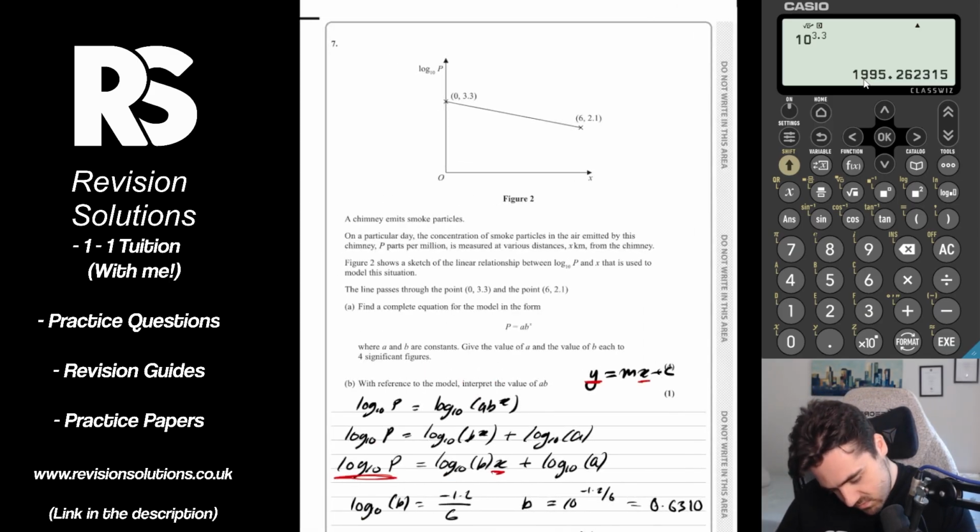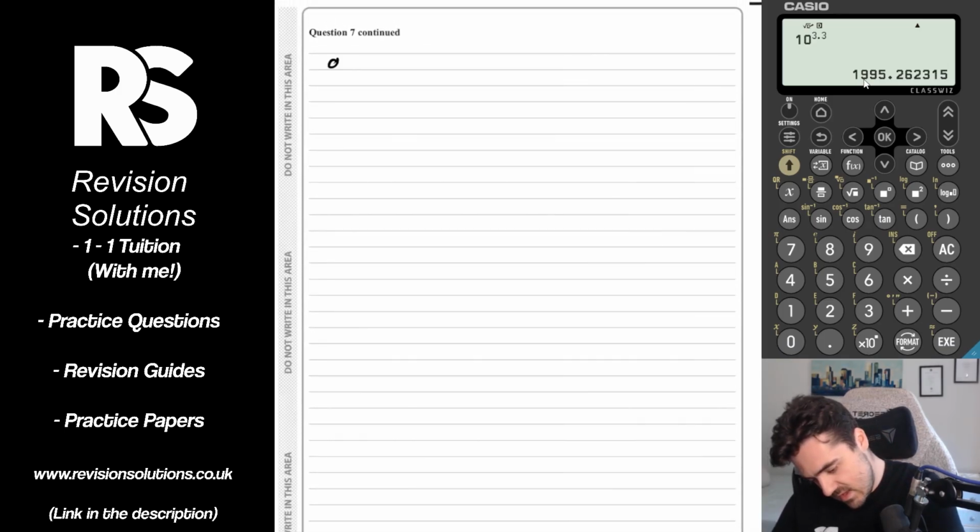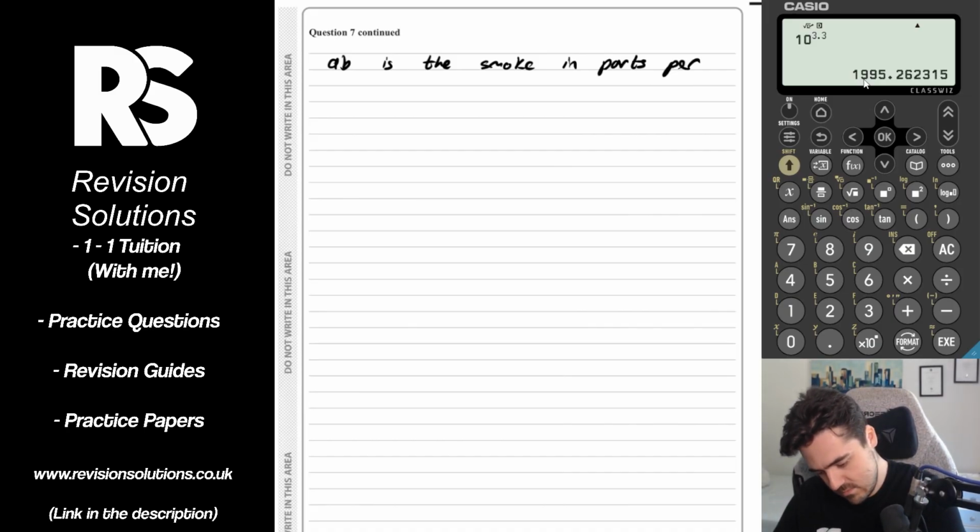So this is question B. So ab is the smoke in parts per million 1 kilometer from the chimney.